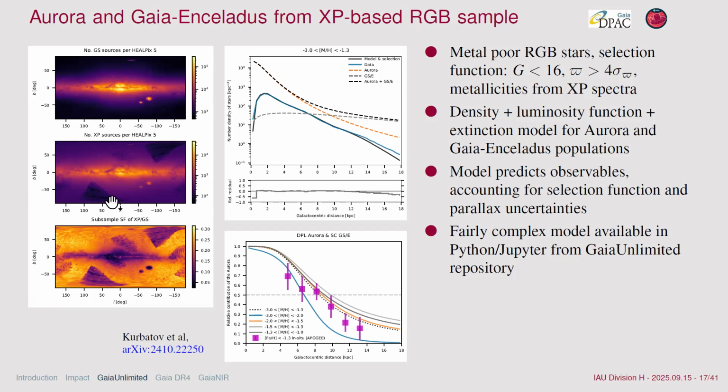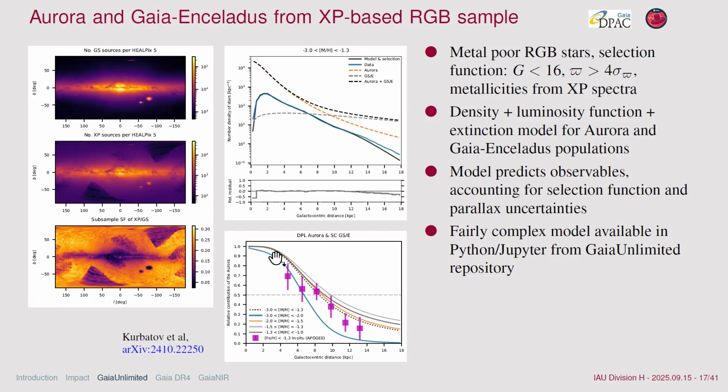And in particular, what you see if you use sources for which you have XP spectra available is that there are areas of the sky where you have much fewer sources. And this has to do with the fact that in order to publish an XP spectrum, we demanded that at least 15 observations or so were available. And that means that you have very strong selection effects that you need to account for in a sample like this. So in this work, you can read how that was done and how we modeled the Aurora population.